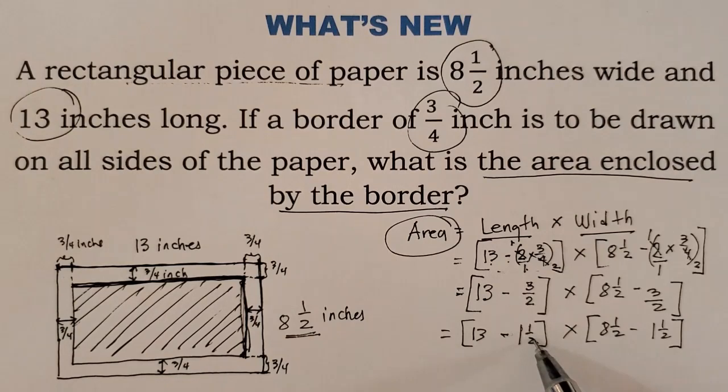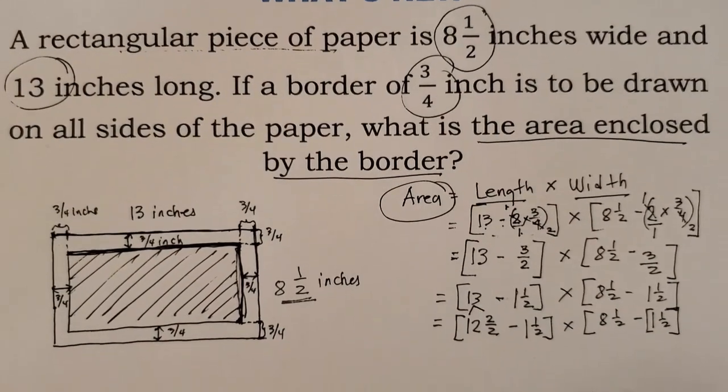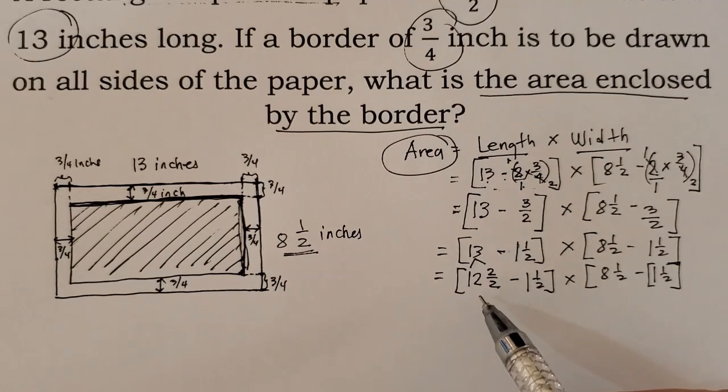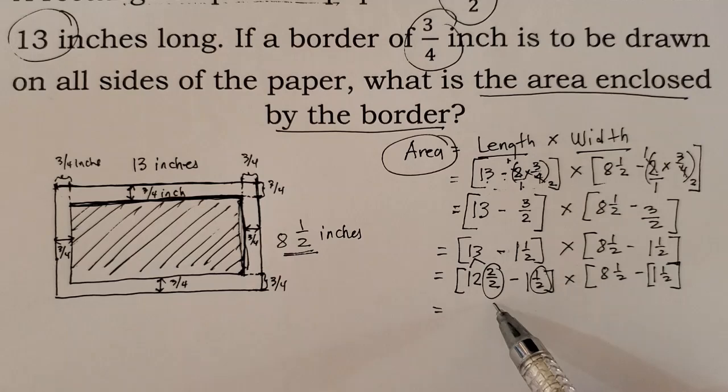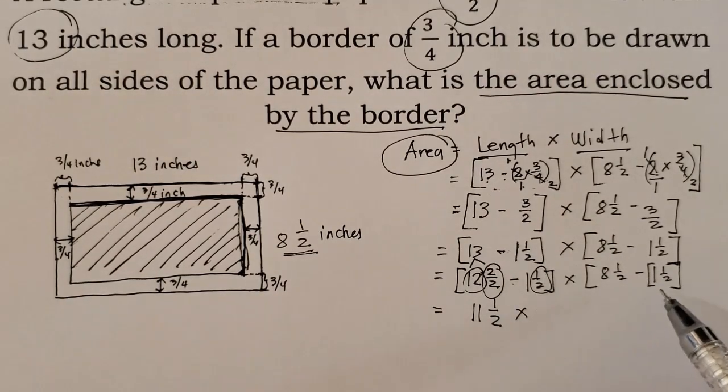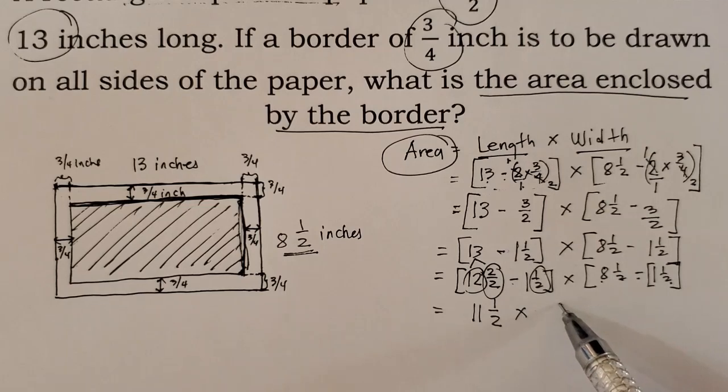And of course, we cannot subtract 1/2 from 13, so we write 13 as 12 and 2/2. 2/2 here is also equal to 1, so 1 plus 12 is equal to 13. So I just borrowed 1 from 13, so 12 plus 1 is also equal to 13. Then I will subtract 1.5. And the next thing I have to do is 8 and 1/2 minus 1.5. So now we subtract: 2/2 minus 1/2 will give us 1/2. Then 12 minus 1 is equal to 11. We will also subtract these two, so 1/2 minus 1/2 is equal to 0. So 8 minus 1 is equal to 7.